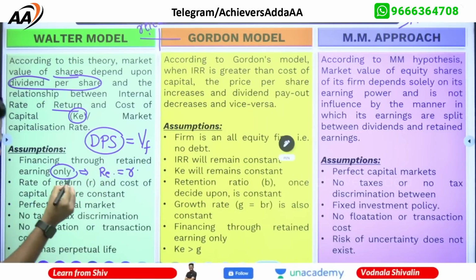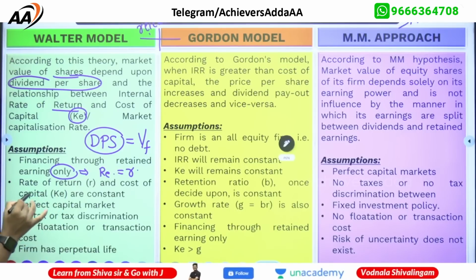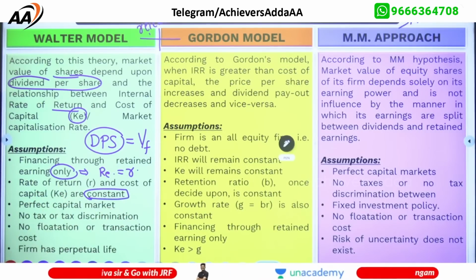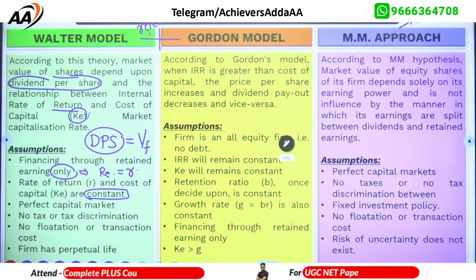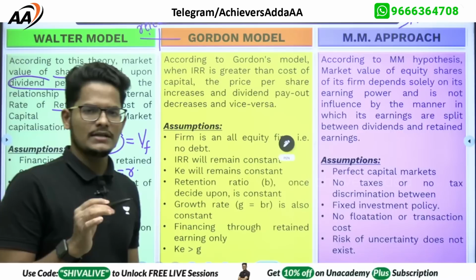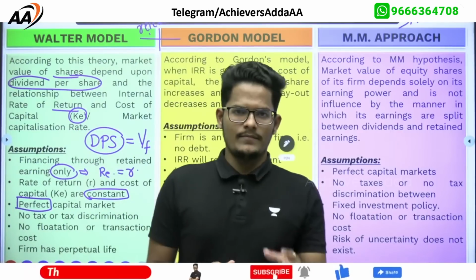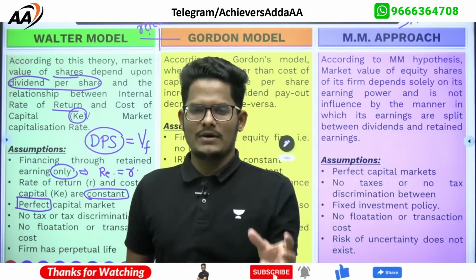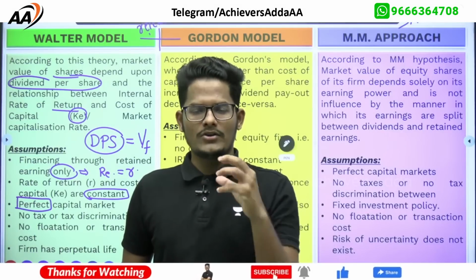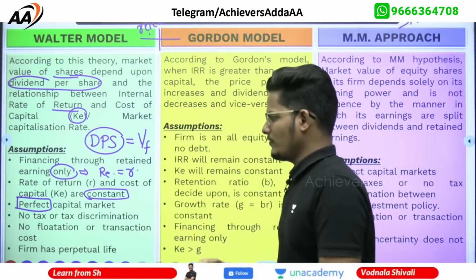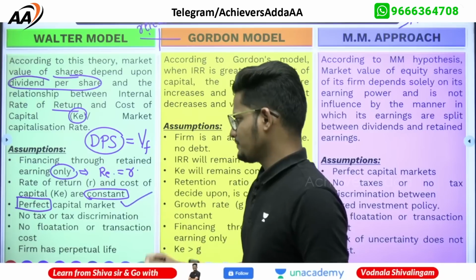Rate of return, which is R, and the cost of capital, which is KE, both are going to be constant. And there will be the existence of a perfect capital market. Perfect capital market means a market with rational buyers, where the buyer knows about the entire market. All the buyers have proper knowledge about the market mechanism. That is what we call a perfect capital market.